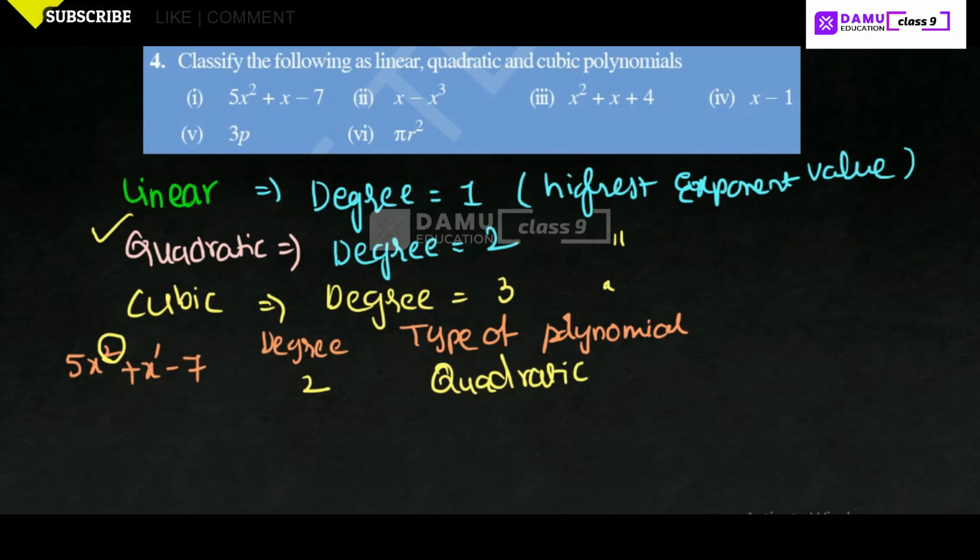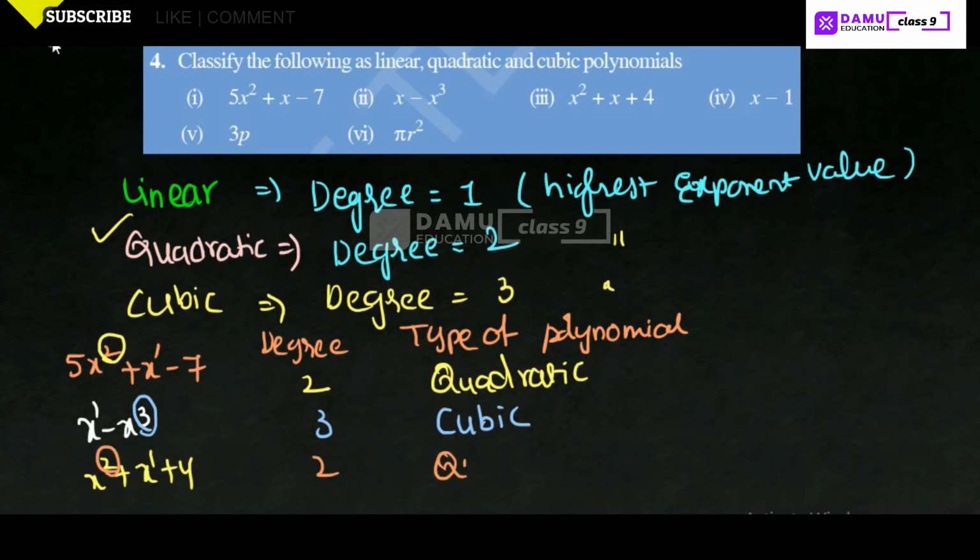Next, the second one is x minus x cube. Here, what is the highest degree? It is 3, and 3 means cubic, so it is a cubic polynomial. Let's take our third one, x square plus x plus 4. Here, what is the highest one? 2 is the highest, so the degree will be 2. Then what type of polynomial? Quadratic.